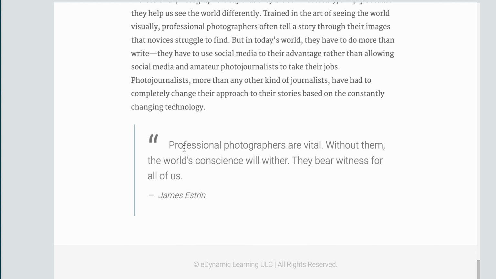Professional photographers are vital. Yes, photography is vital because it's delivering stories. It saves time. It's easily accessed. You can understand the whole story in a minute rather than reading a story that would take more than that. They bear witness, all of us. Yes, they attend the event and they deliver it as if we have attended this event.